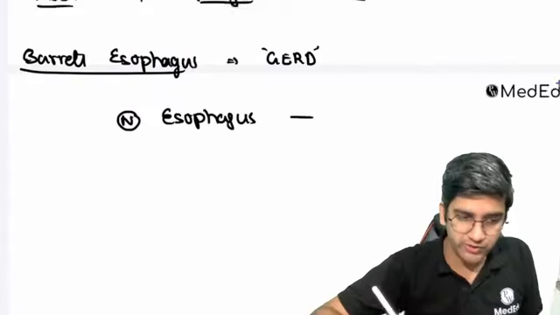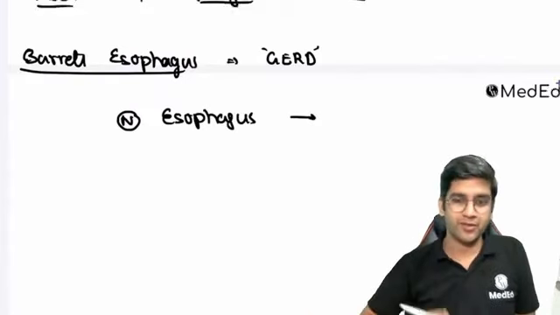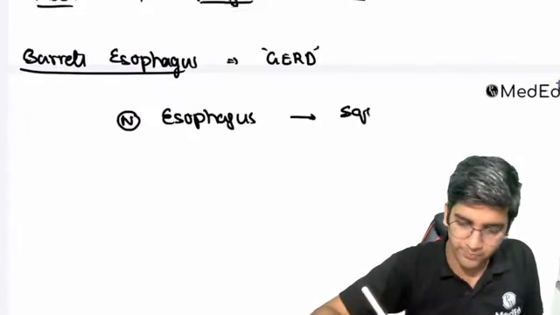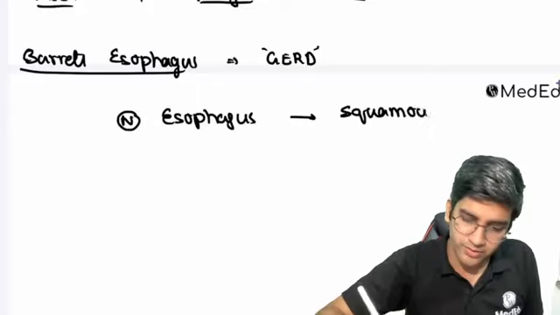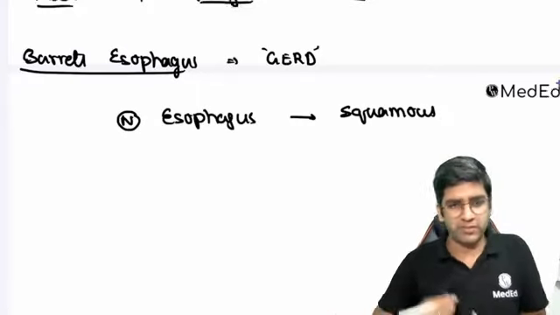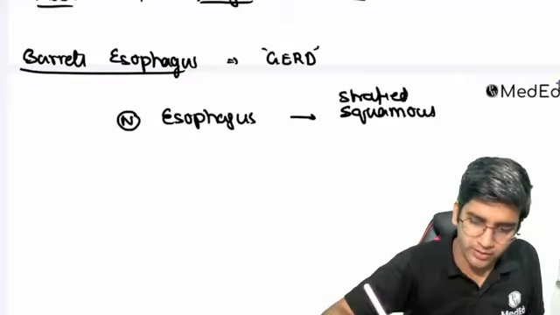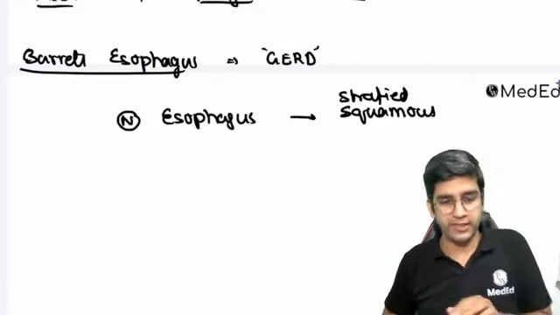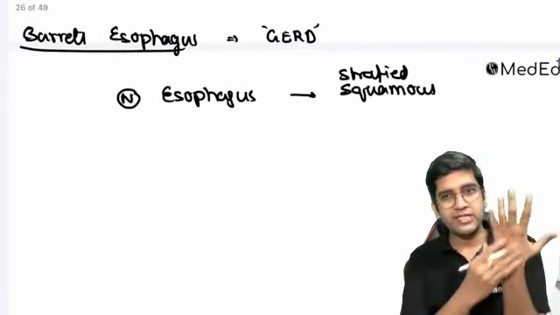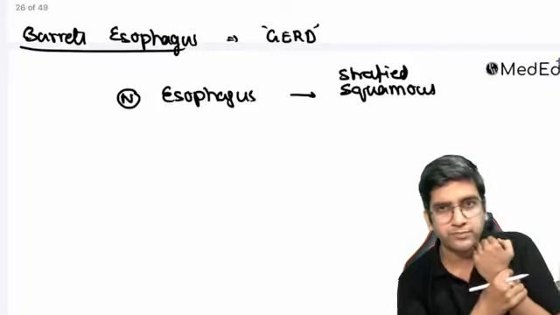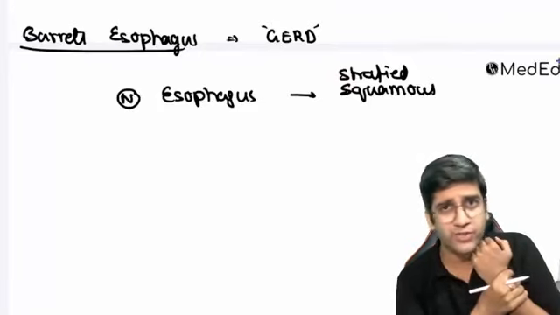The normal lining of the esophagus is squamous epithelium. Stratified squamous epithelium. We'll write stratified squamous because I need that also. It's a stratified squamous epithelium. Can I say my skin is also stratified? My skin is also stratified squamous epithelium.